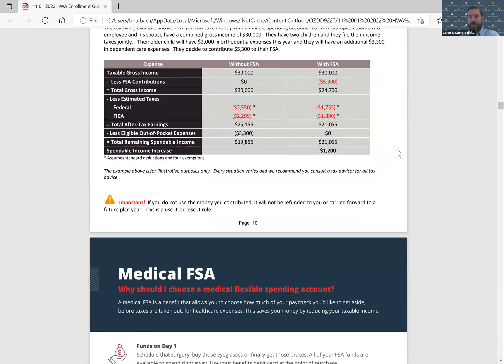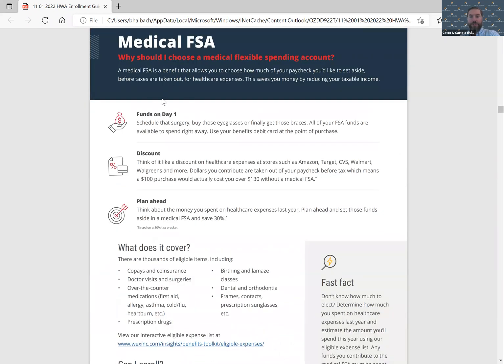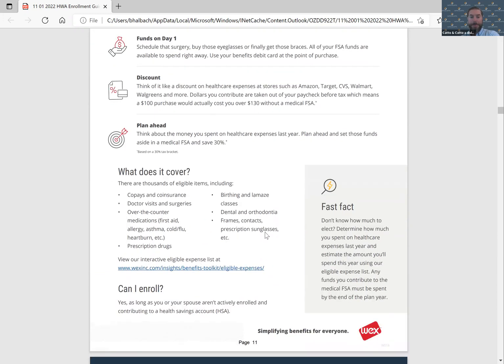This is just a screenshot showing that if you have less of your income subject to taxation, then there is more money to spend. That's what this indicates. So this is a screenshot that overviews that FSA. Those funds are available on day one, and it is for future known expenses.